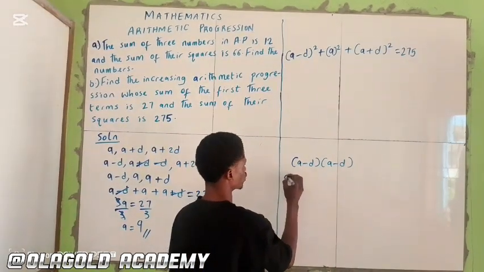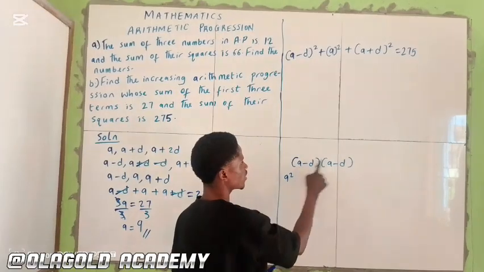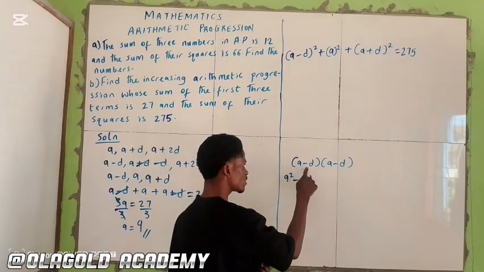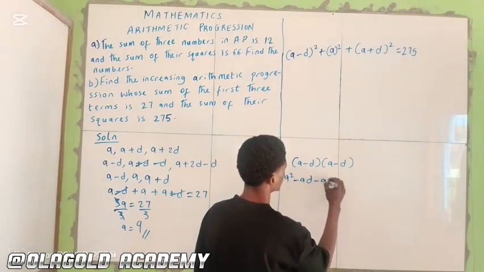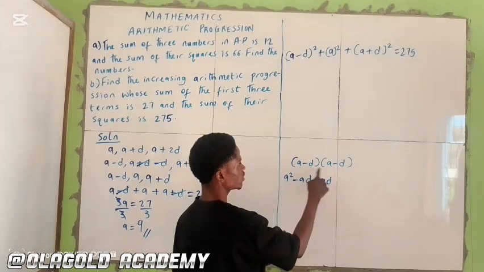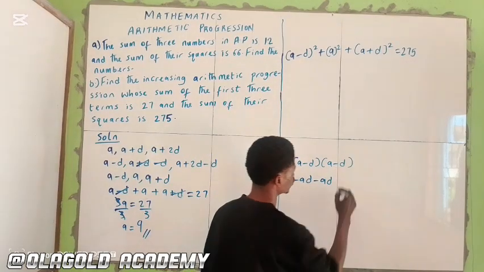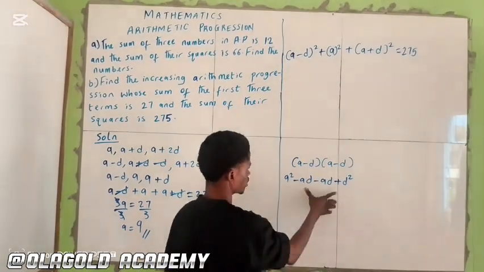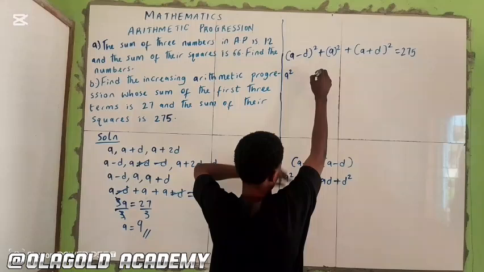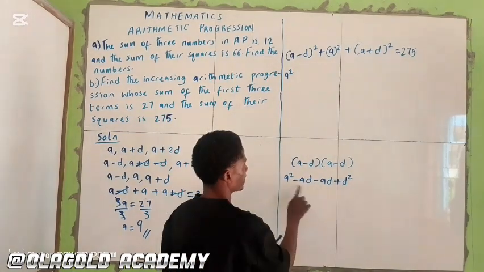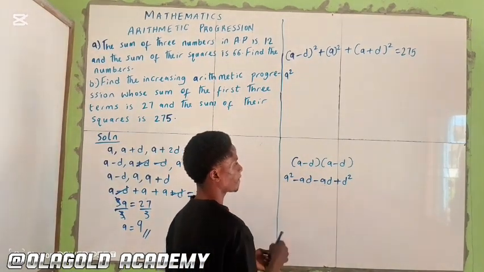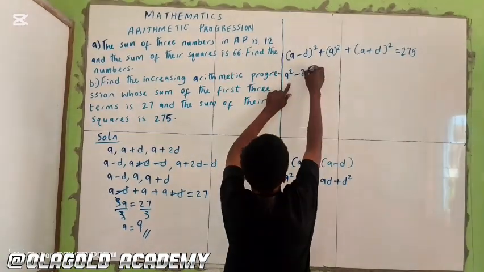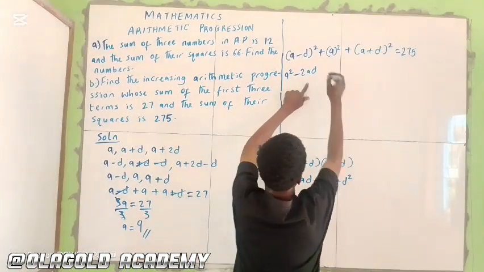All right. If we expand this, we should have A minus D multiplied by A minus D. A times A will give us A squared. A times minus D will give us minus AD. Minus D times A will give us minus AD. Minus D times minus D will give us plus D squared. So the expression of this is A squared minus 2AD plus D squared.